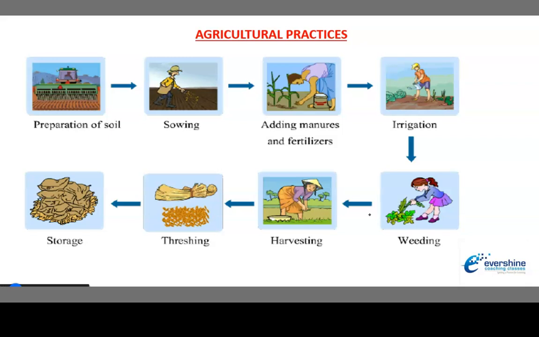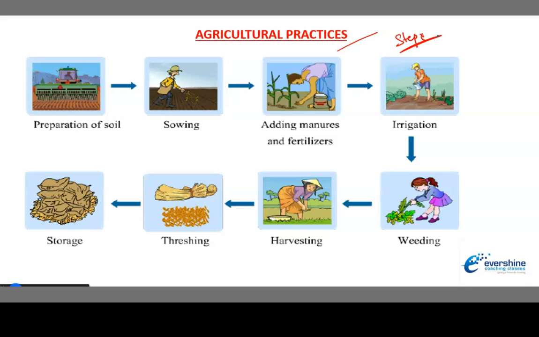Now see children, some agricultural practices that we follow. If you want to grow any crops, the farmer performs several activities, right children? The farmer performs several activities to grow the crops, which is called agricultural practices. For agricultural practices, farmers will follow certain steps. So which are the steps the farmers will follow to grow a crop?